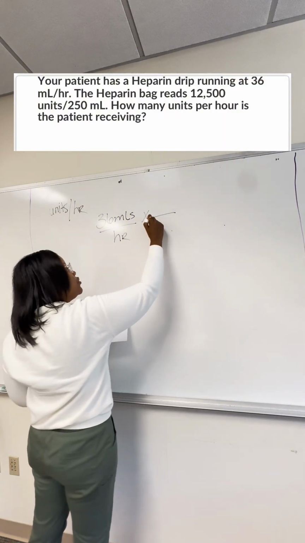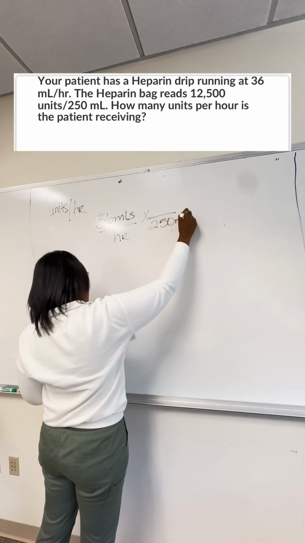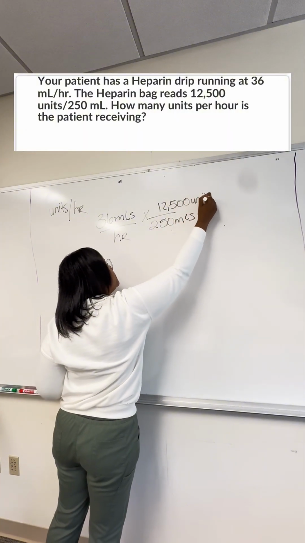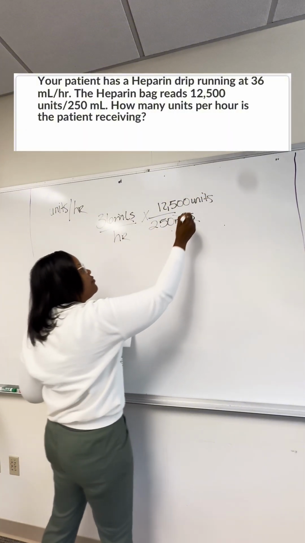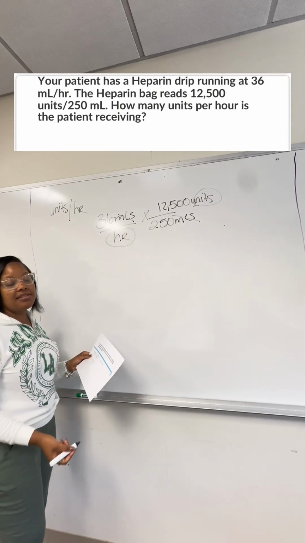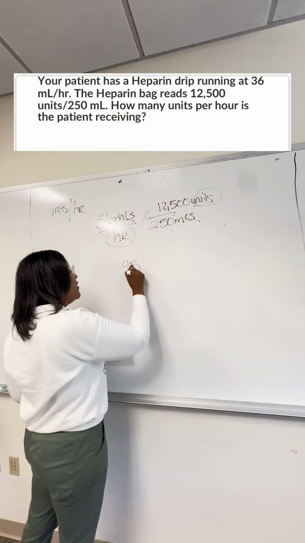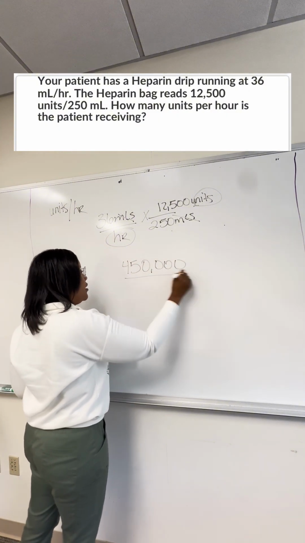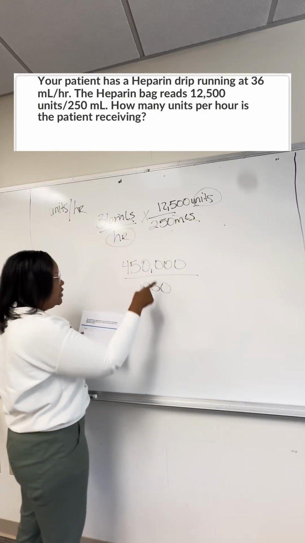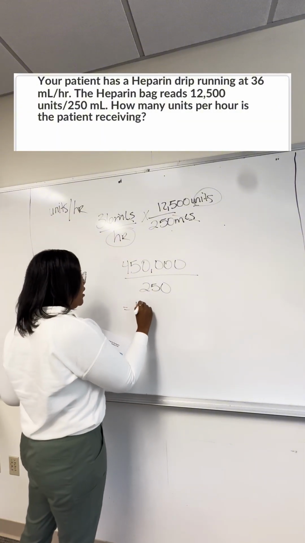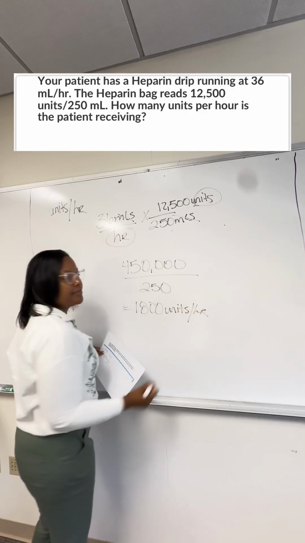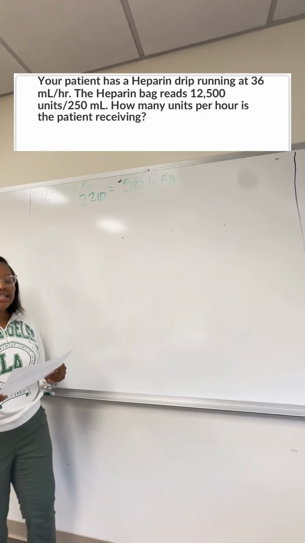So it says that there's 250 mLs per 12,500 units. So mLs cancel out and we're left with units per hour. So we're going to do 36 times 12,500, and that will give us 450,000. And we're going to do 1 times 250, and that's going to be 250. And we're going to divide that, and you should get 1,800 units per hour.